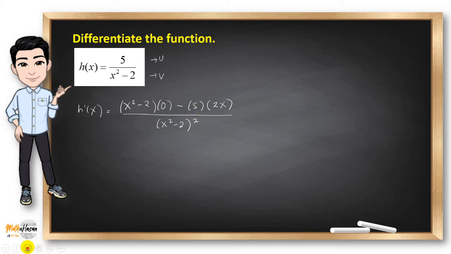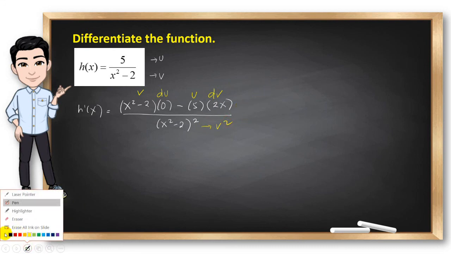So, para ma-confirm natin, anong ginawa natin? Kinapin natin yung v, kinuha natin ng derivative ng u or ng upper function. Then, this time, kinapin natin yung u at kinuha natin derivative ng v. At ito naman yung v squared.